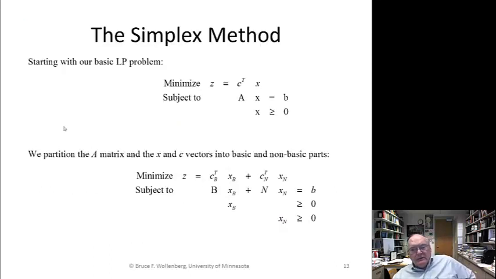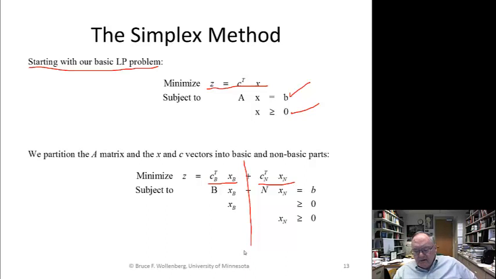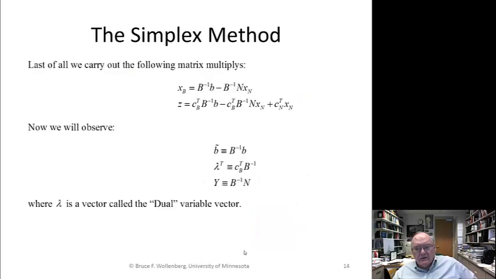So the simplex method, starting with our basic LP, you minimize the cost, keeping the constraints and keeping these variables greater than 0. You partition the matrix into basic and non-basic. So you've partitioned things down here, for example. We've already shown that we've done that.